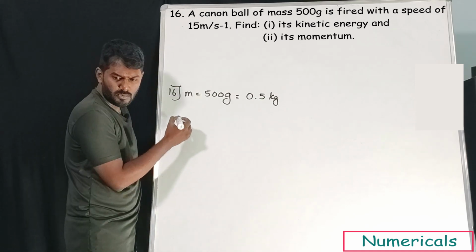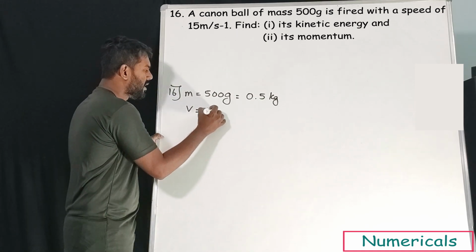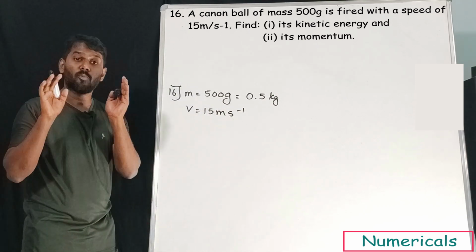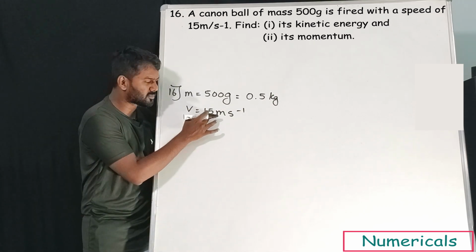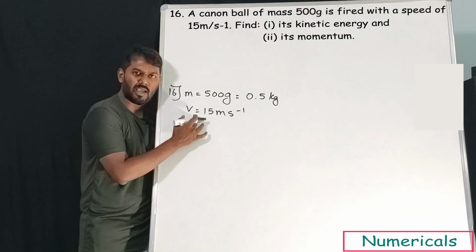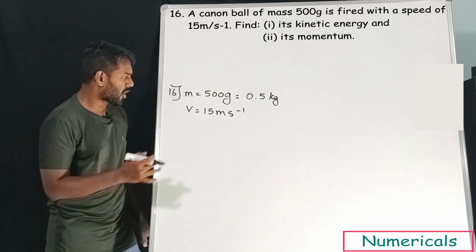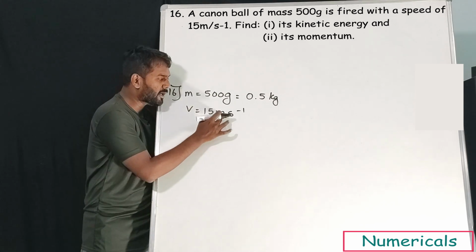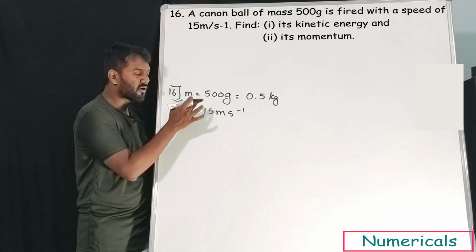Next, velocity is given. That is 15 meter per second. Velocity, speed, both are almost the same, not equal, almost the same. When it comes to values, if you take v as speed, that is also fine. Okay, do you think this is the SI unit of speed or velocity? Yes, meter per second is the SI unit of velocity.